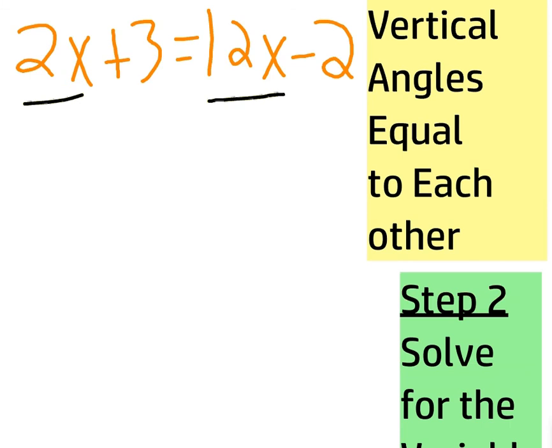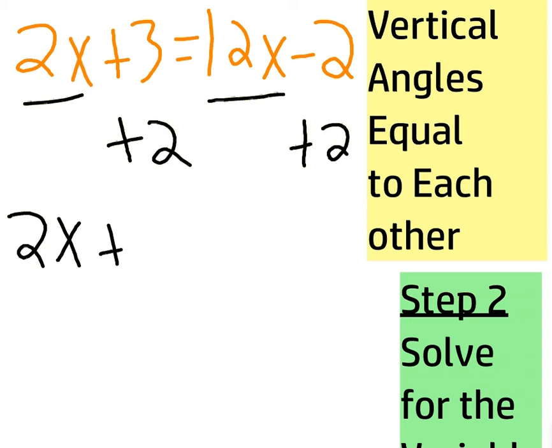What I would do here is I would add 2 to both sides. Now again, that's not the only way to do it. You could subtract 3. You could do a number of things for the first step. I'm just going to add 2. So the 2 and the 3 are on the same side. So we'll have 2x plus 5 is equal to 12x.